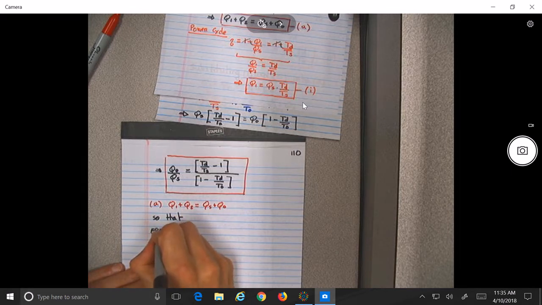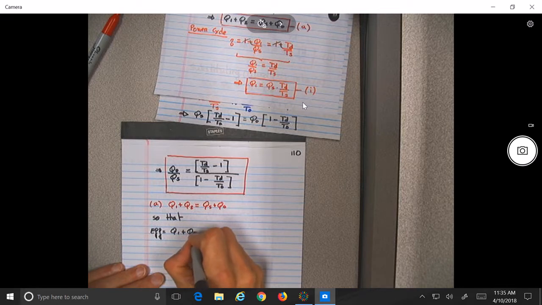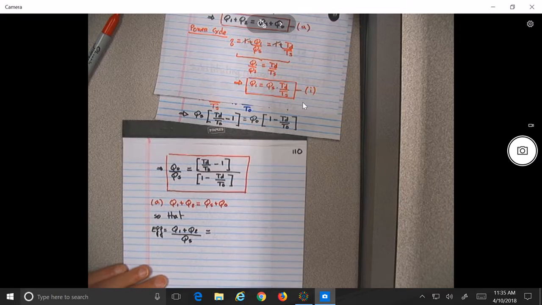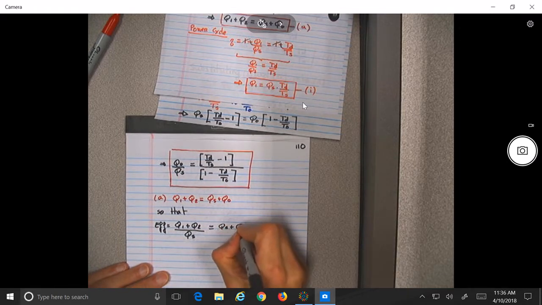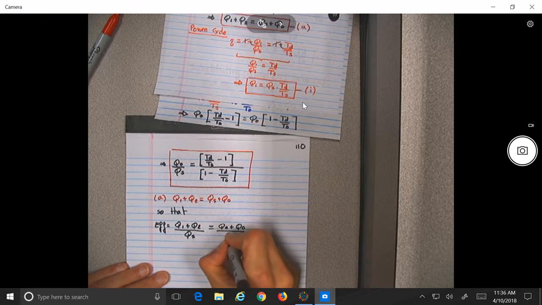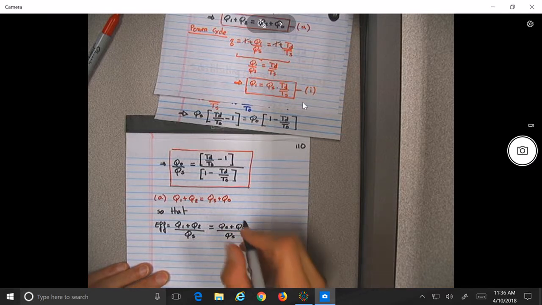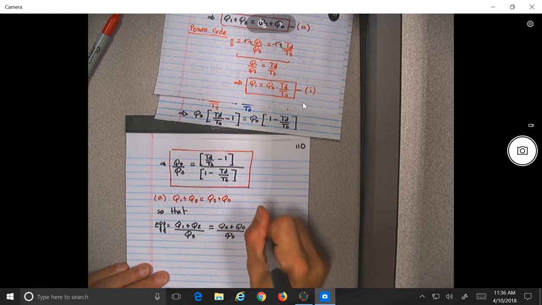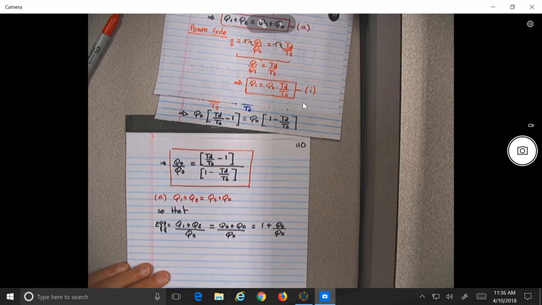So that the efficiency, which is Q1 plus Q2 divided by Q sub S will be equal to what? Q sub S plus Q sub naught divided by Q sub S, and this will be equal to what? 1 plus Q sub 0 over Q sub S.